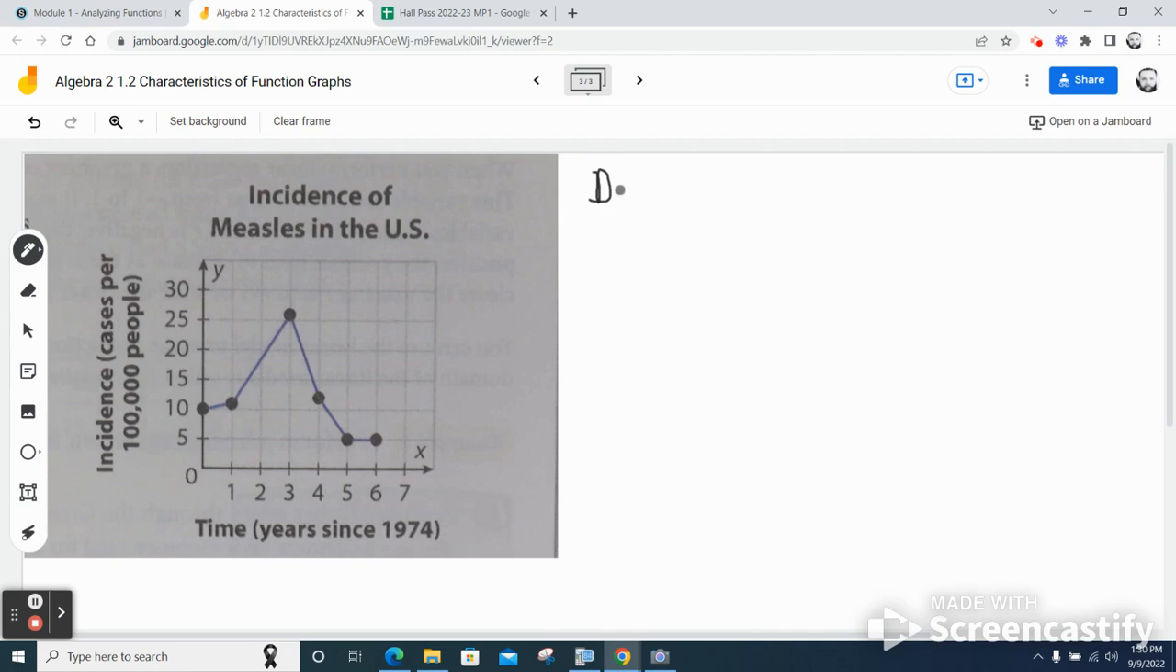So the domain, the domain represents something. What is the domain? It's time, and that's in hours, right? Oh no, years. Time in years.